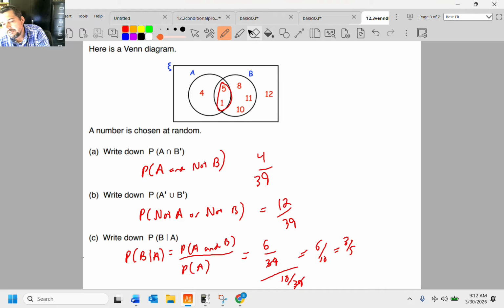There's really no reason to do it with formulas. Because if it's about event A, I only care about event A. And event A has 10 things in it. 6 of them are both, so 3 in 5.